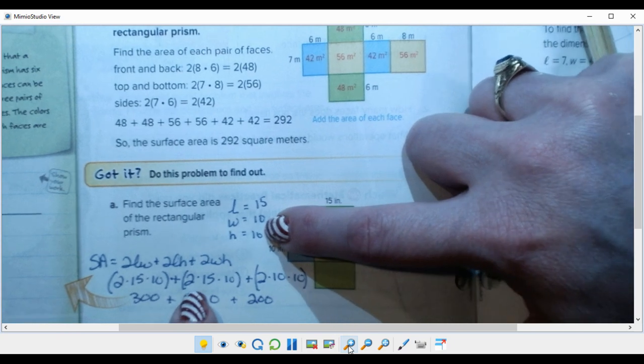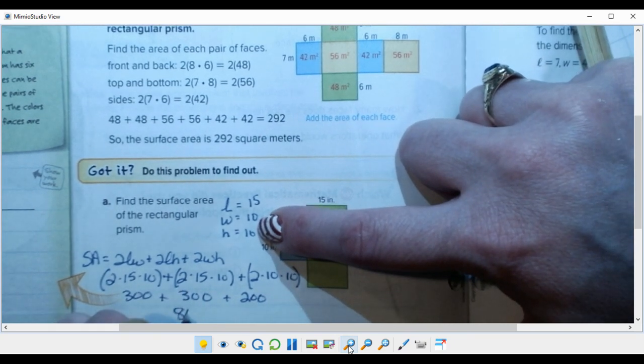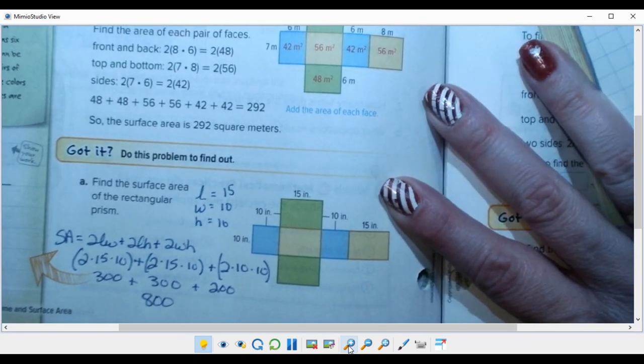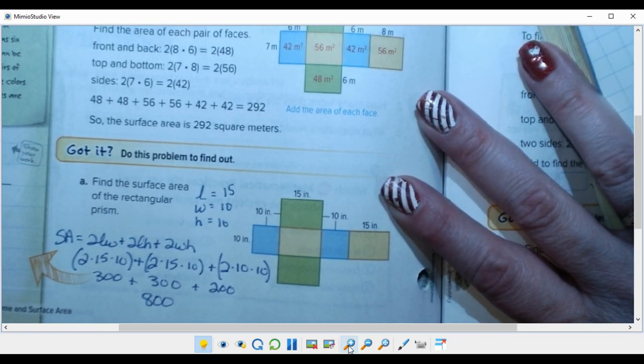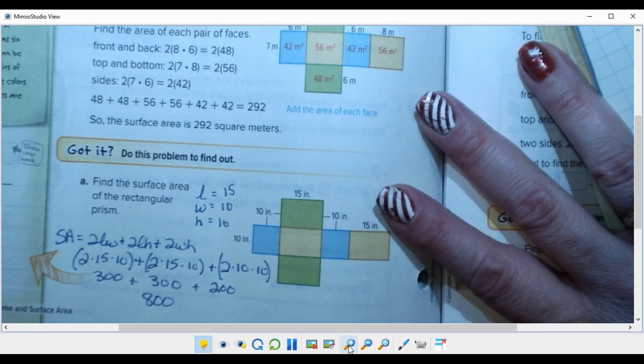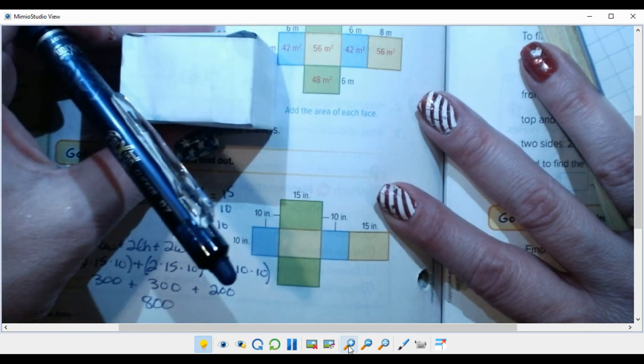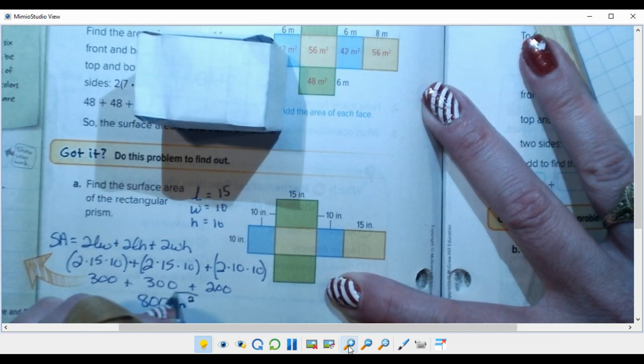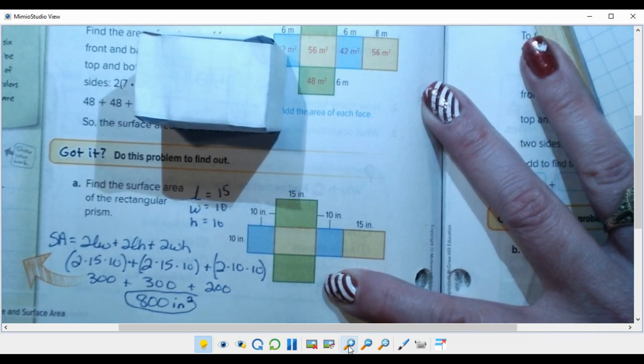300, 600, 800. Now, let's talk about units. When we studied area, we always talked about square units. Well, this is a type of area. Even though now we're talking about 3-dimensional shapes, it's still area. So my units here will be square inches because my sides were measured in inches.